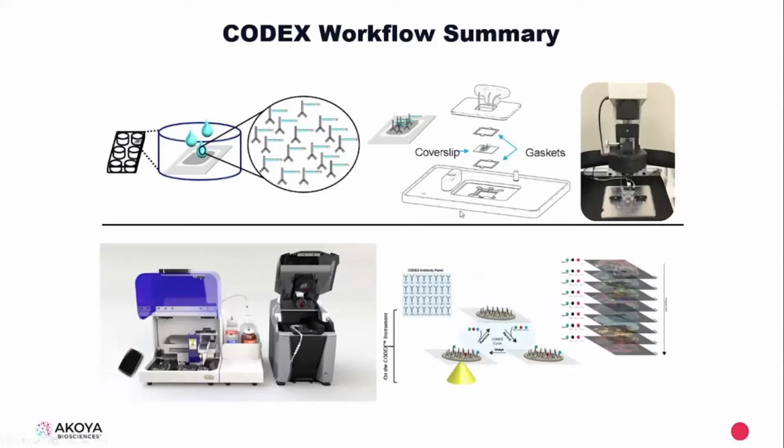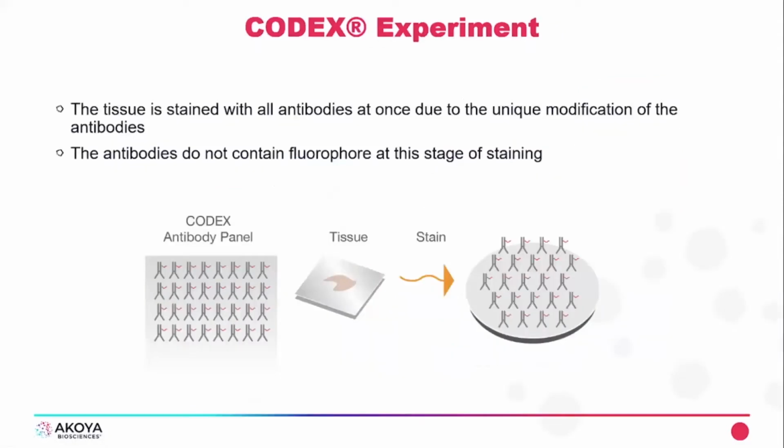So let's take a deeper dive into exactly how this workflow allows us to acquire all of our images and target markers inside of our tissue section. The tissue is stained with all of the antibodies at once. And this is because we have a cocktail of DNA barcoded primary antibodies, so there's no issue of cross-reactivity. This cocktail is stained on the tissue and the antibodies are fixed, so they will not be removed. At this point, there are no fluorophores on the tissue, just these DNA barcodes on the antibodies.